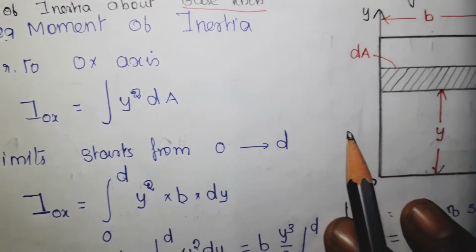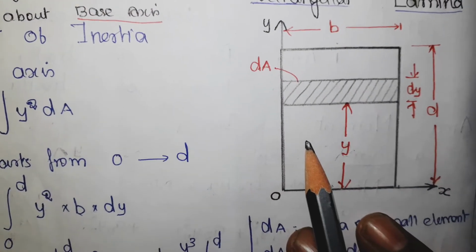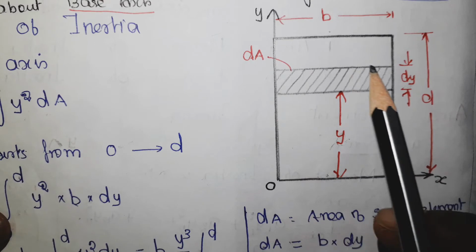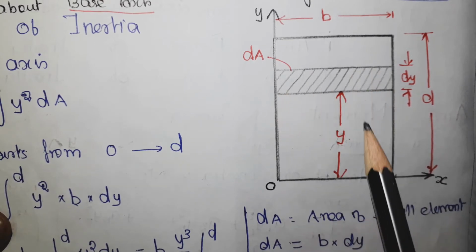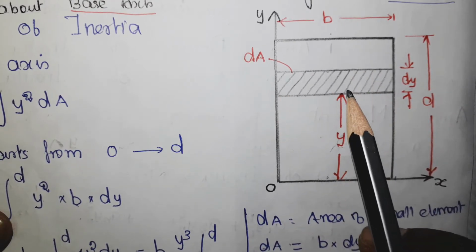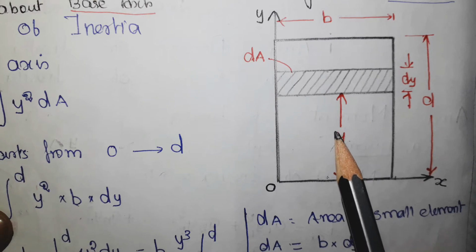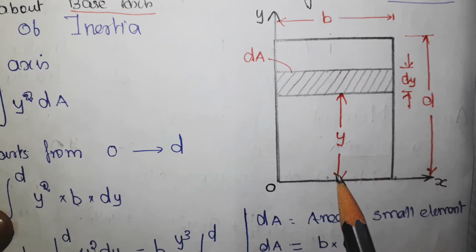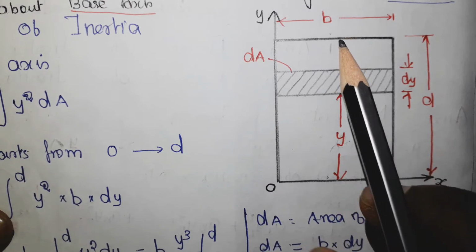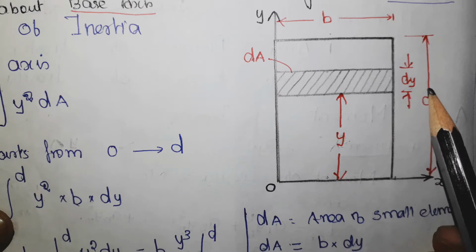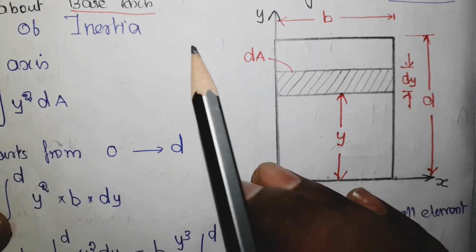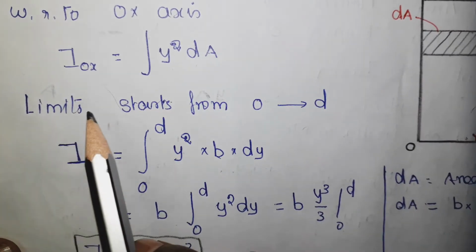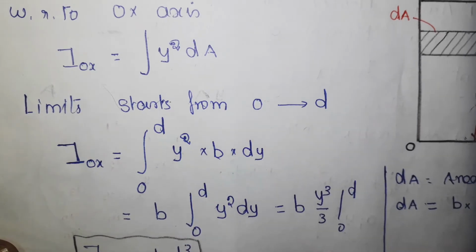Now dA is nothing but a small element being taken like this, which is parallel to the x-axis. The distance between dA and the x-axis is y, where y varies from 0 to d. 0 is the lower limit and d is the upper limit. d is nothing but the height of the rectangle. So this is what is written here. Limit starts from 0 to d.